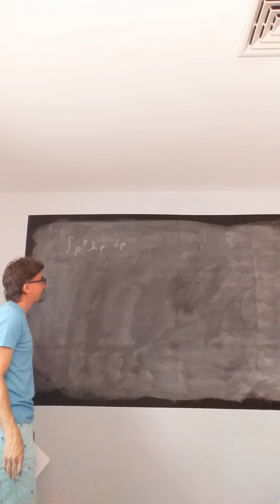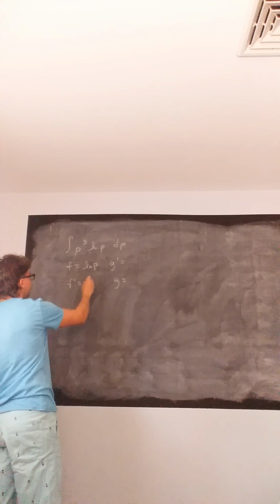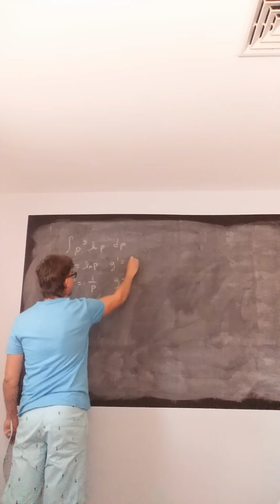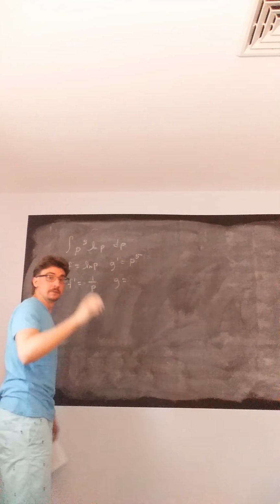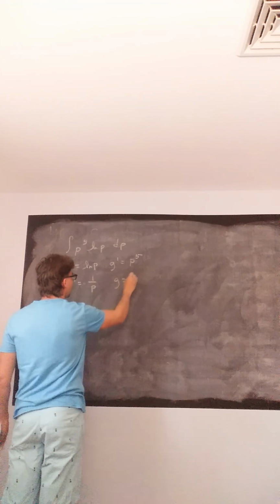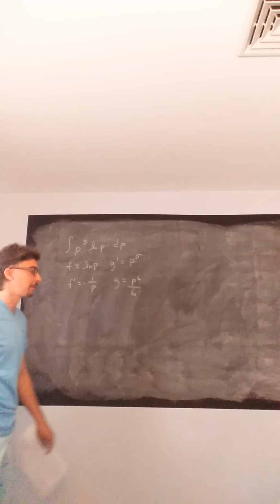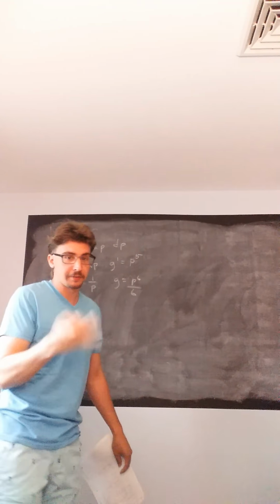So let's see what we want to do. Well, this time, we don't want to put ln of p as the integral because that's going to be a disaster. So f is going to be ln of p, so its derivative is this 1 over p. And g prime we'll take as p to the 5th. So when you integrate p to the 5th, that gives you p to the 6 over 6, or you could write it as 1/6 p to the 6th.